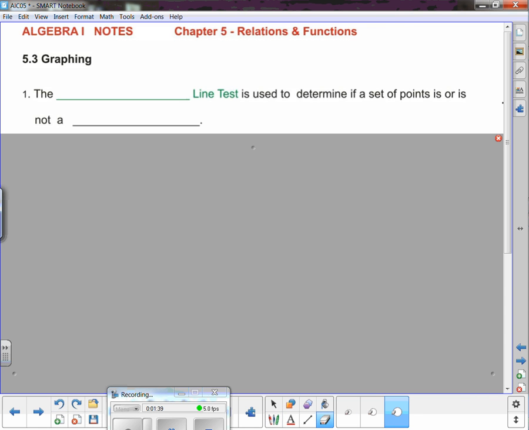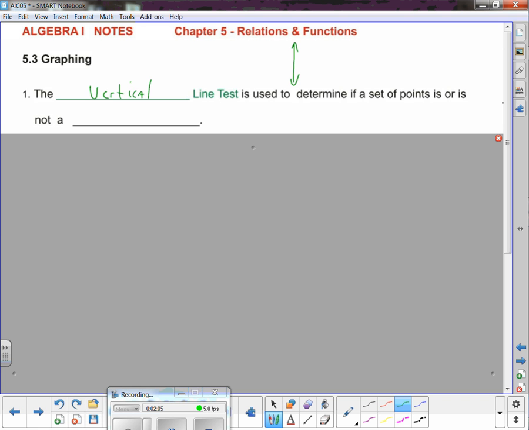graphing. To get there, we've got to set up a couple things first. The first thing I want to talk about is what's called the vertical line test. We all know what a vertical line is. Vertical is this way, right? That's a vertical line. It goes like that. This way is horizontal, that way is vertical.